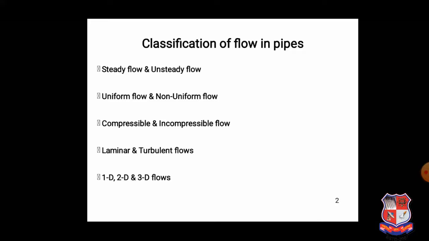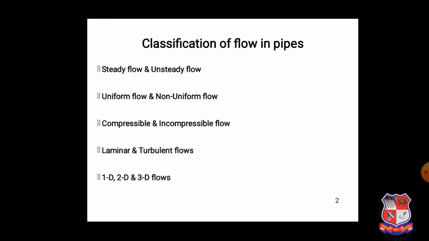But basically in the flow through pipe there are various types of flows like steady, unsteady, uniform, non-uniform, compressible, incompressible, laminar, turbulent, 1D, 2D, 3D flows. So what do we mean by steady and unsteady? Steady flow is that type of flow in which the discharge Q is constant with respect to time, whereas the unsteady flow is that type of flow in which the discharge varies with respect to time.